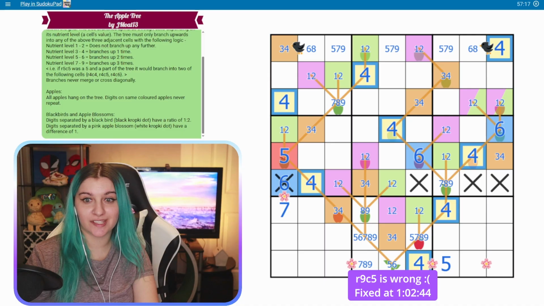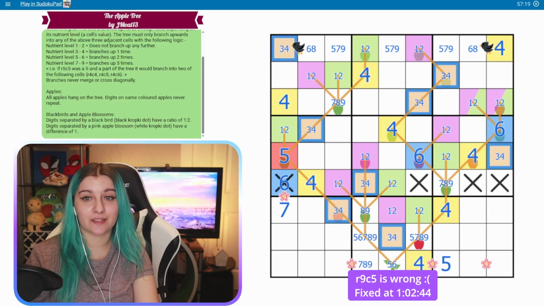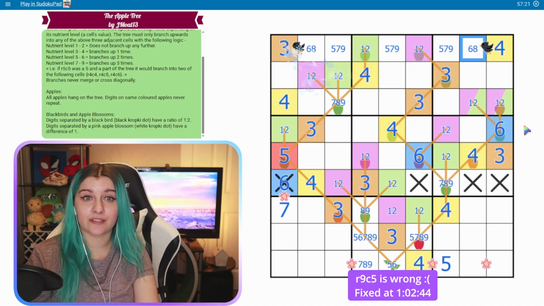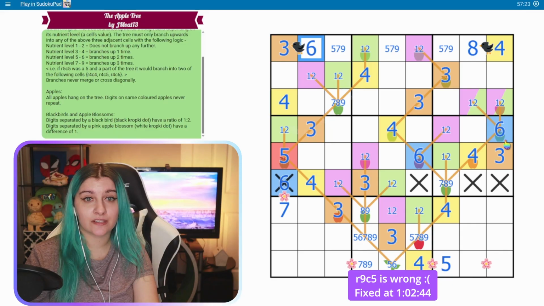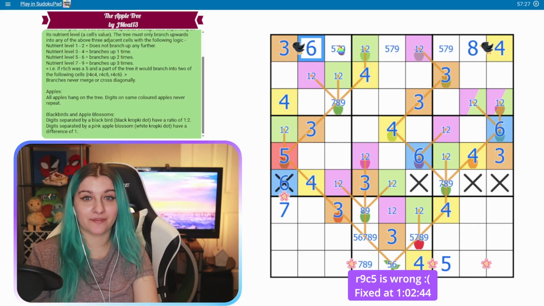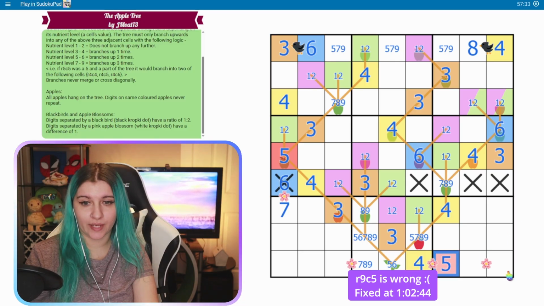We got some digits. Orange needs to be 3, meaning I know this is 8, and I know that this is 6. Woo! I'm gonna go ahead and make this blue because I did shade for blue. And this is red. Okay.